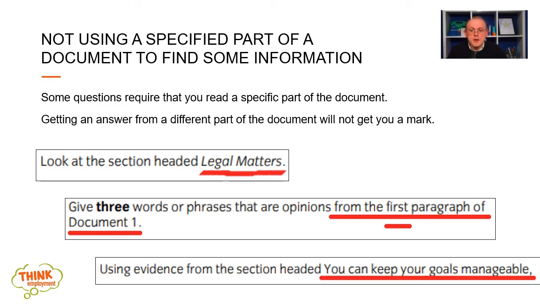And our last example, using evidence from the section headed "You can keep your goals manageable." That means, again, find that section "You can keep your goals manageable." Don't look at any other section. Otherwise, you don't get a mark.